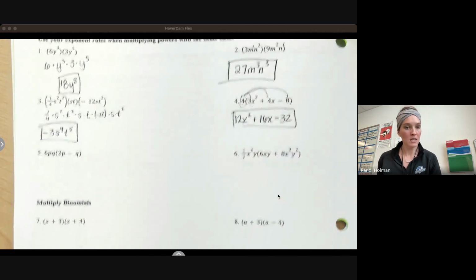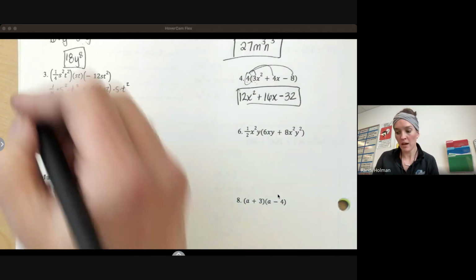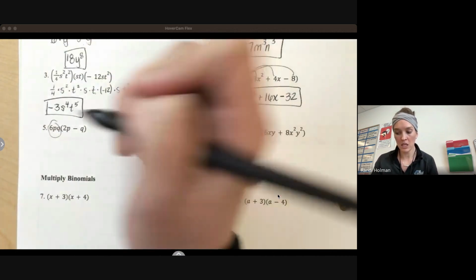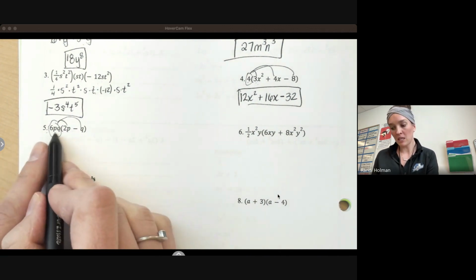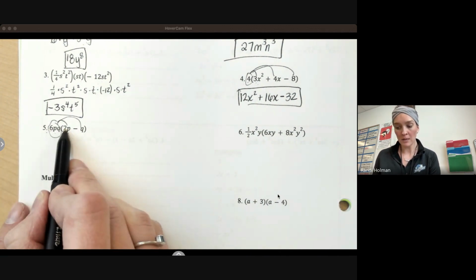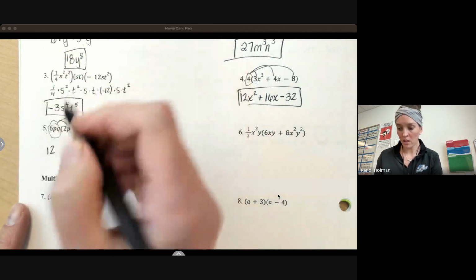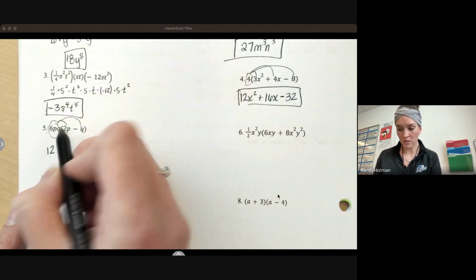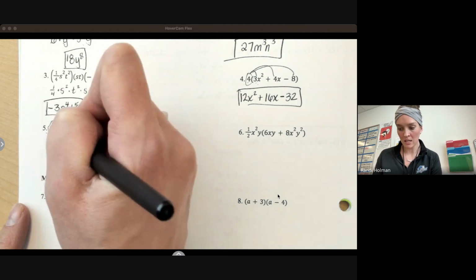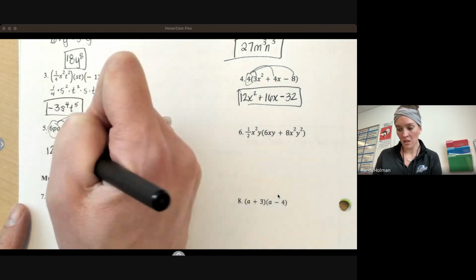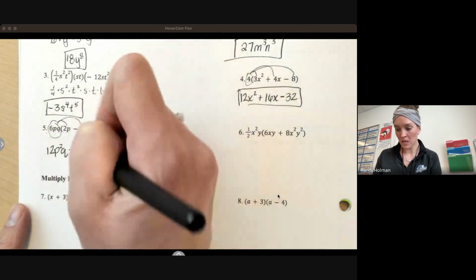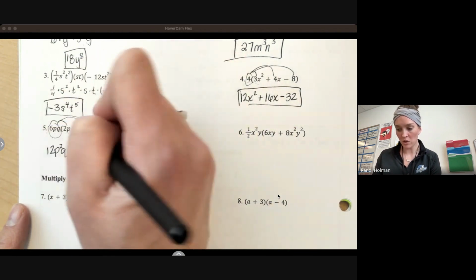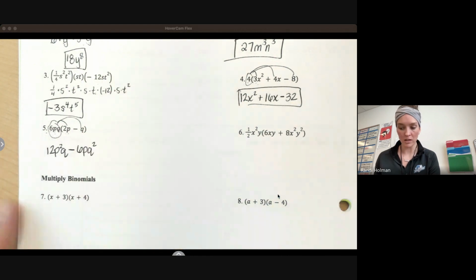Okay, this next one looks a little different, but it's the same thing. We have this monomial, 6pq, and we're multiplying it by this binomial. So we're going to multiply that by both terms. So if I take 6pq times 2p, coefficient times coefficient, 12. Okay, how many factors of p? 1, 2. So that's p to the second, and just q. Minus 6. How many factors of p? Just 1. And how many factors of q? q times q. We get q squared.